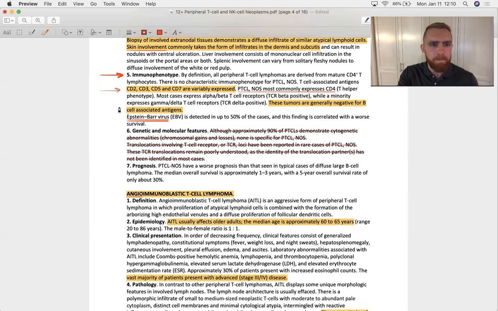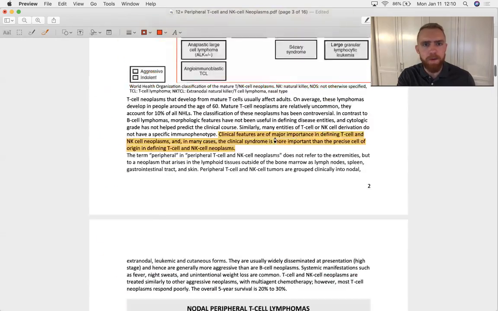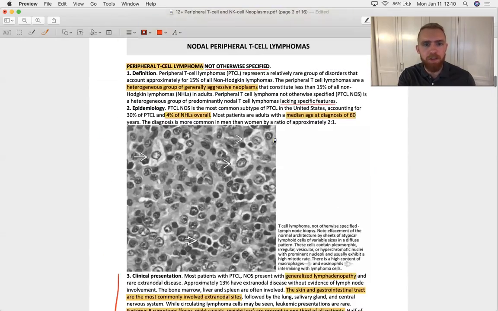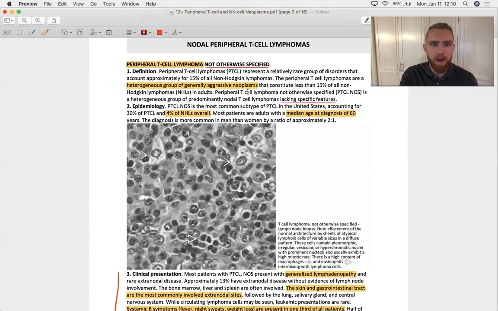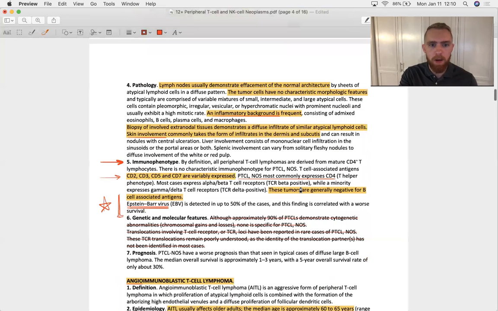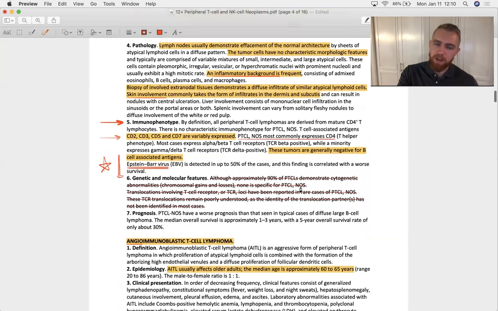Now, put a star next to this. Epstein-Barr virus, our friend human herpes virus 4, is detected in up to 50% of cases of this not otherwise specified peripheral T cell lymphoma. Does that make sense to you? It should, because Epstein-Barr virus is going to infect lymphoid cells.